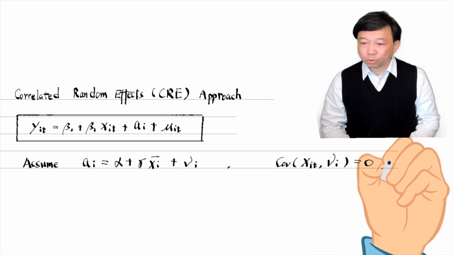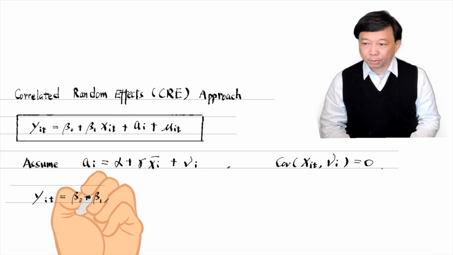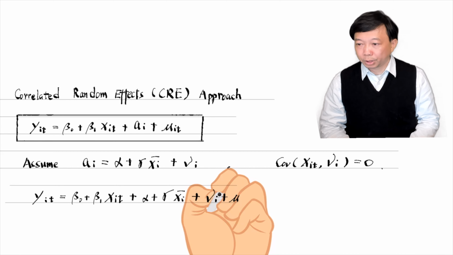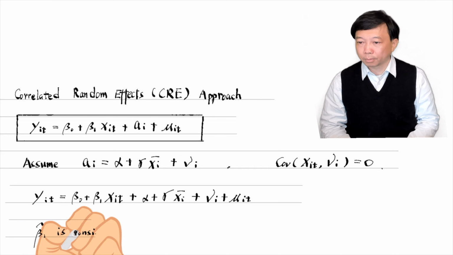Suppose a_i relates to the average level of x in a simple linear relationship. Substituting this linear relationship into the original equation gives an equation that contains the average level of x. The error terms nu_i and mu_it do not correlate with x now, and we can use the random effects method to estimate beta 1. The estimator beta 1 hat is consistent as a result.